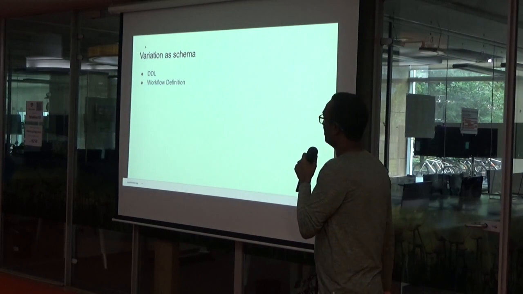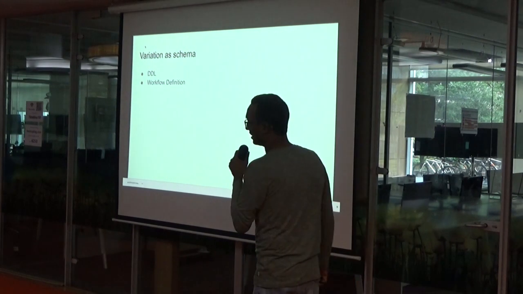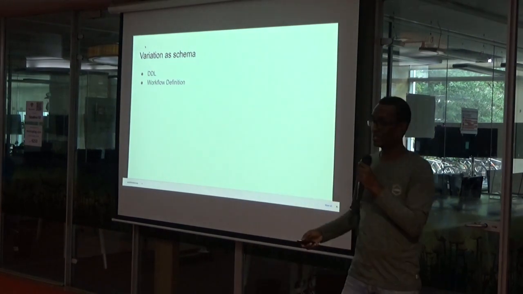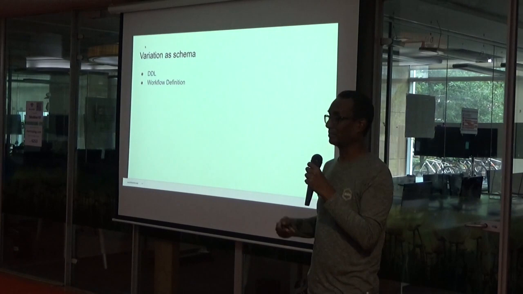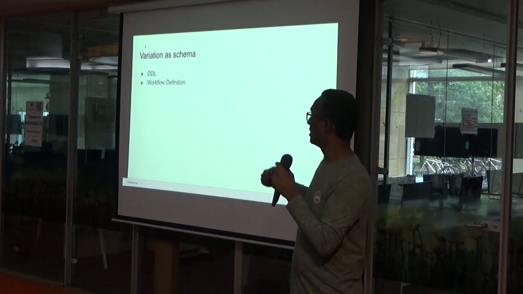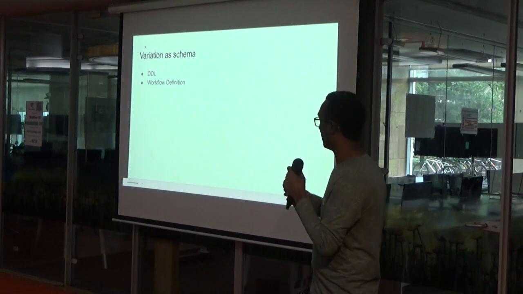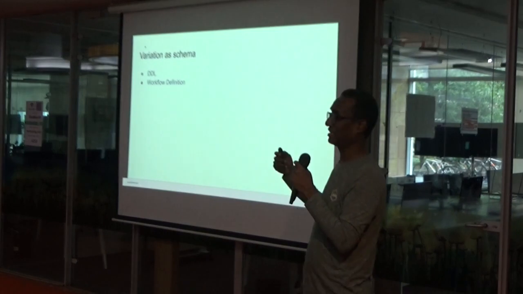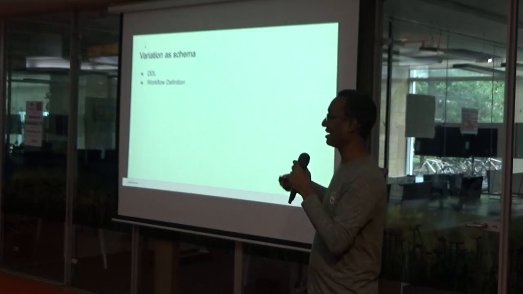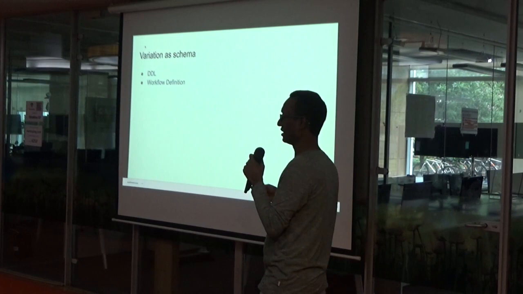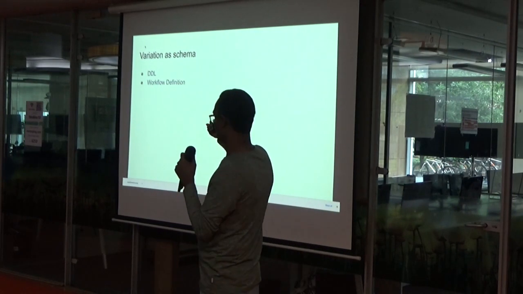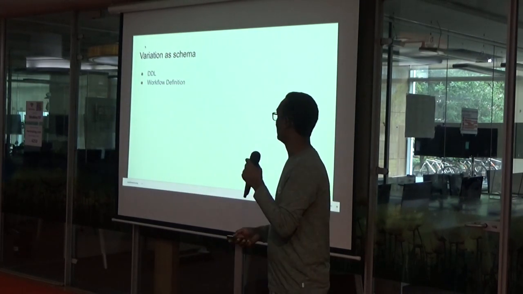Now, variation can be schema as well. In a relational database, you can define tables at runtime. And you can insert and perform your operations on these tables at runtime. The database is not recompiled each time you support a new data, a new table. Similarly, workflow definitions are another flavor.